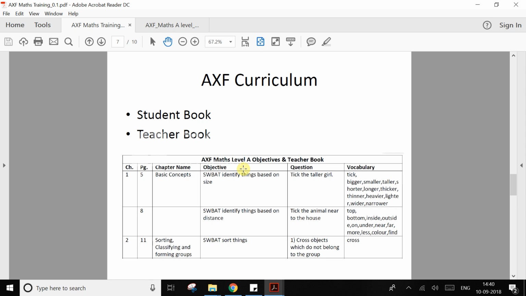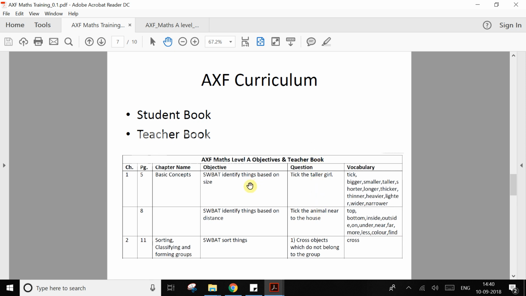In a student book, there will be a lot of sums, and a chapter will have different types of sums. But in the teacher book, each type of sum is defined as a separate objective. So when you're teaching, you will not go by page in the student book, but you will go one objective at a time. So here is your objective column, and here is your questions column.